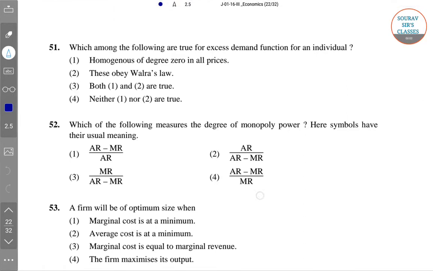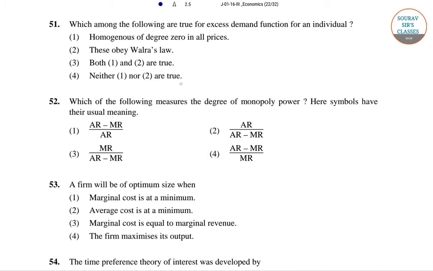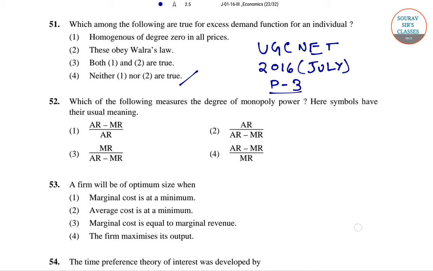So in today's video we'll start with question number 52. As you know, in the earlier video we solved until question number 51. We are solving the UGC NET 2016 July paper, paper number 3. So the first question goes like this: which of the following measures the degree of monopoly power?